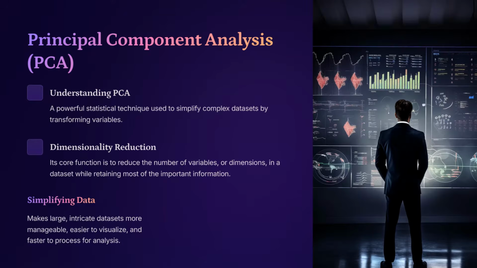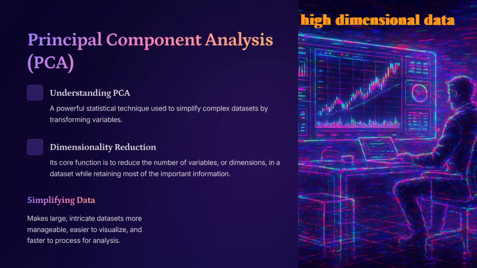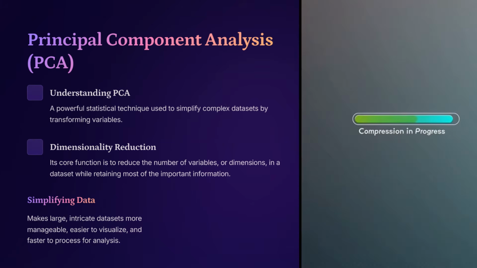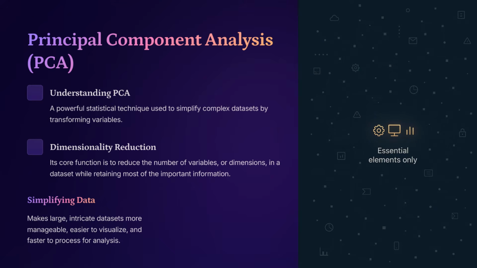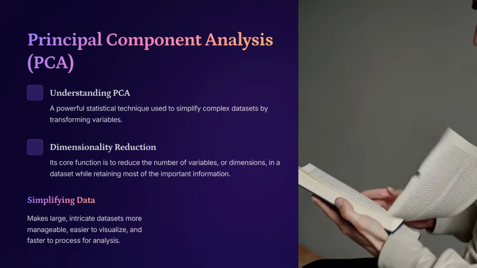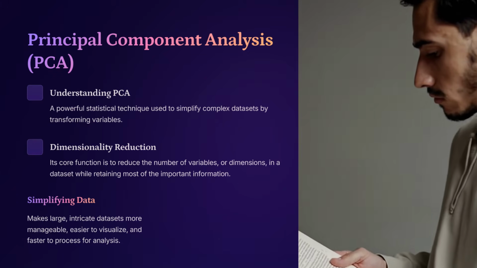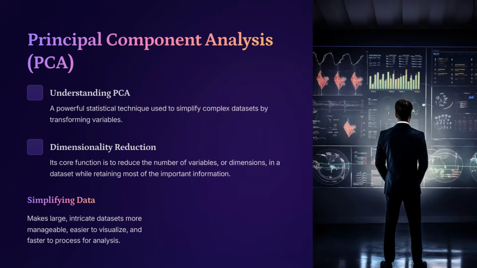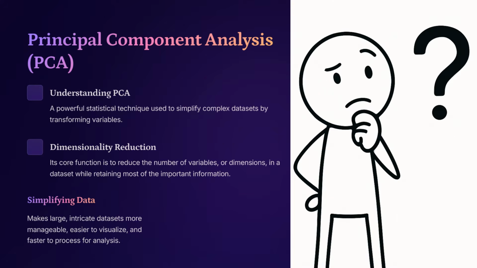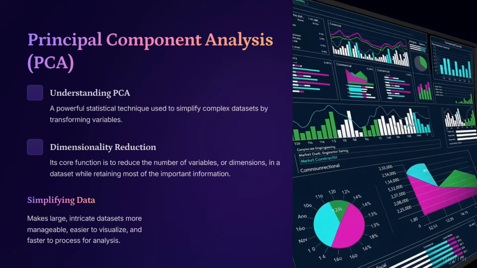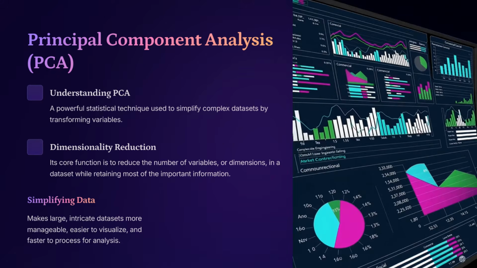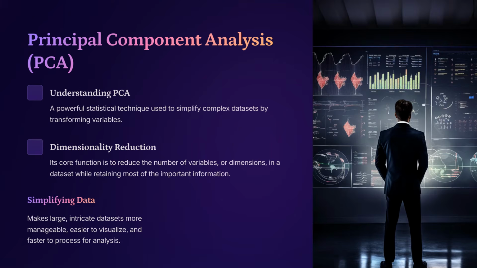At its core, PCA is a technique that takes your complex, high-dimensional data and compresses it into just a few key components without losing the big picture. It's like summarizing a 500-page book into a short summary that still captures the main ideas. Why does this matter? Because simpler data is easier to visualize, faster to analyze, and more efficient for machine learning. Instead of wrestling with endless columns, PCA helps you focus on what truly drives the patterns in your data.